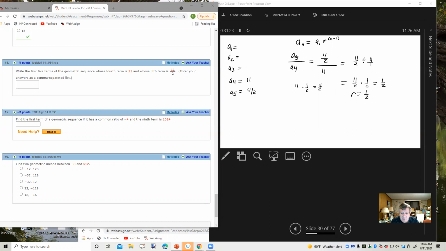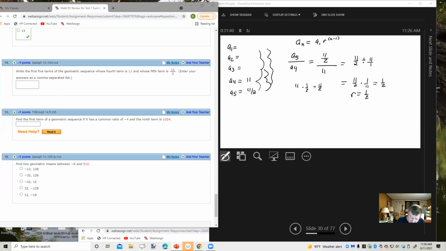Okay, but the problem now is we're going backwards. We need to go this way instead of this way, okay? Well, if going in this direction, we take, say, a sub 4 times 1/2 and get a sub 5, going backwards, we would divide.